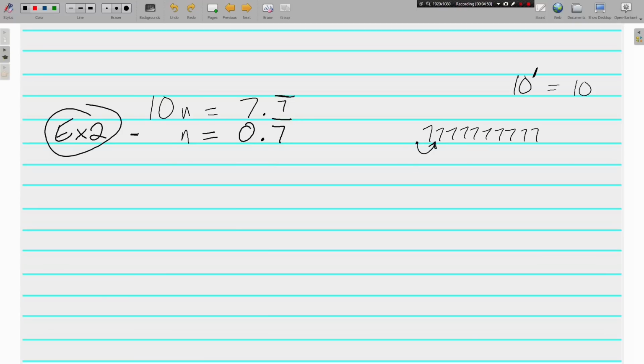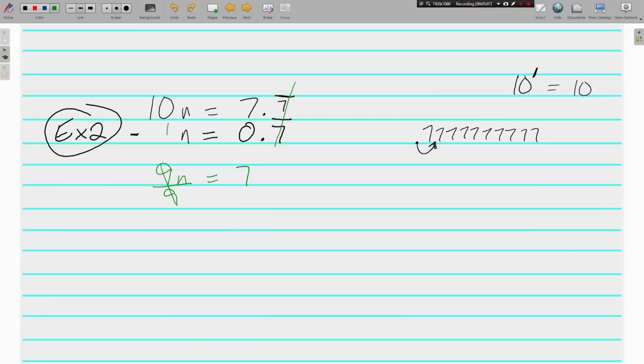And now we're going to subtract our system of equations. 10n minus 1n gives us 9n again. And our repeating decimals cancel. 7 minus 0 is 7.